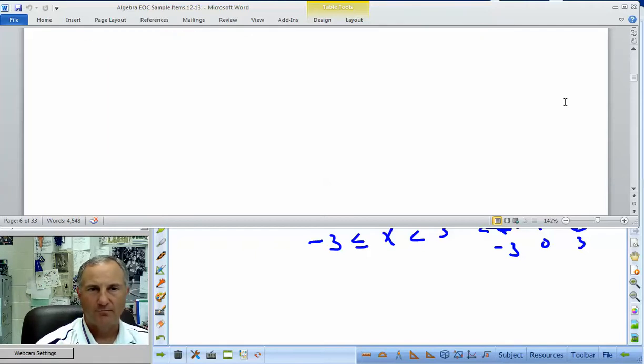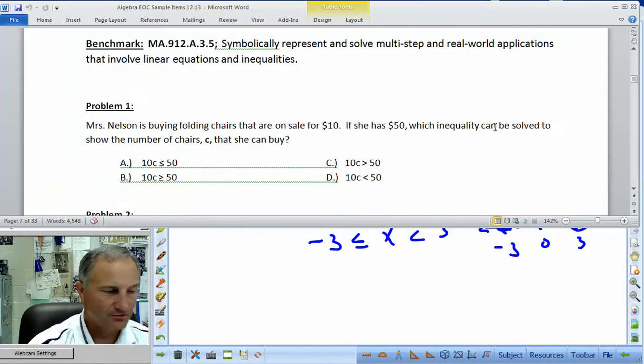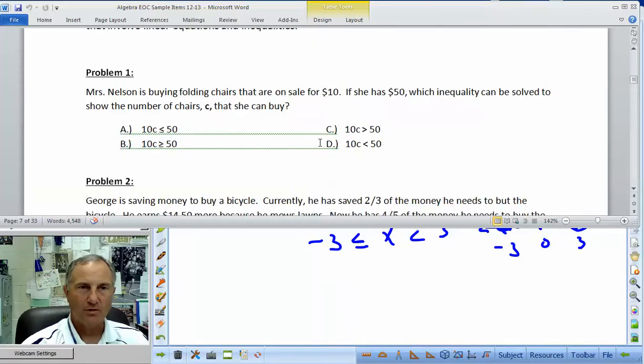Moving right along. Again, we're doing this in class too as we go. Feel free to write down questions and bring them into class and we'll get them answered. 3.5. Symbolically represent and solve multi-step and real-world applications that involve linear equations and inequalities. So it's just a step up from what we've been doing already. Okay, some of these problems get kicked up a notch.